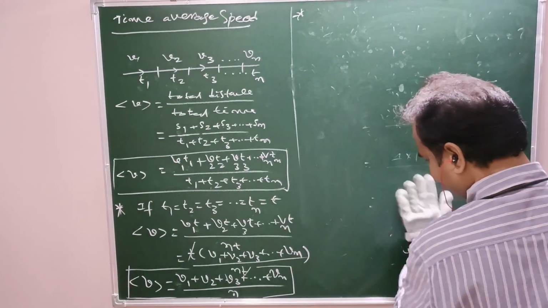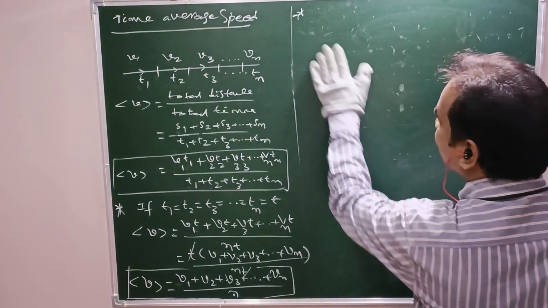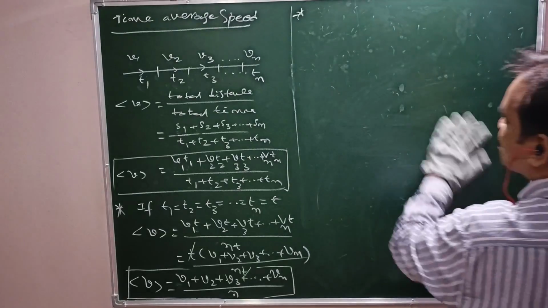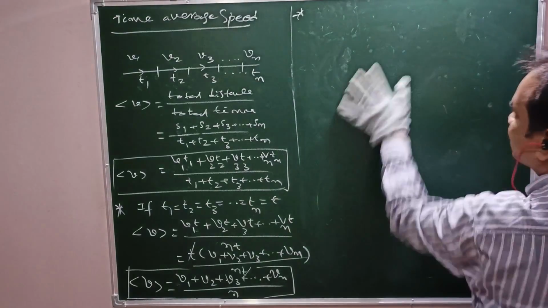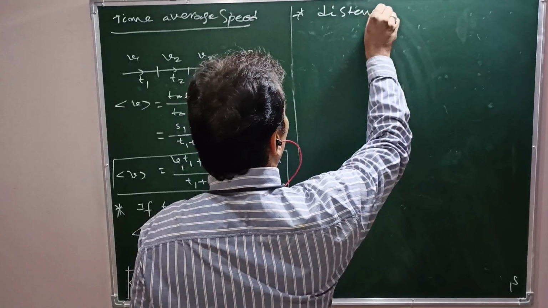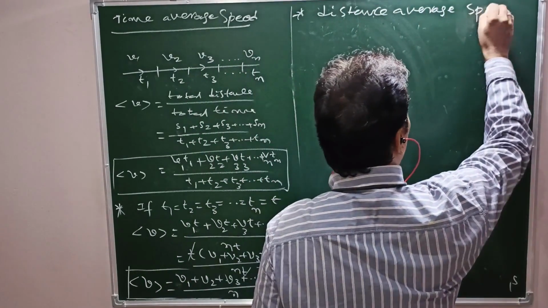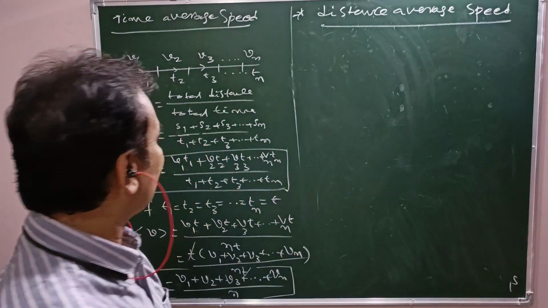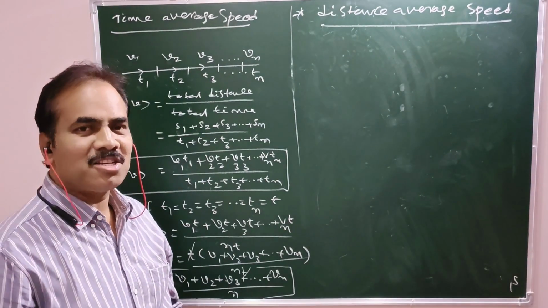Next one. Distance average speed. Second type. That is the distance average speed. Distance average speed. Okay. Next one, distance average speed. Distance average. In this case, we have only speeds and distances shown.